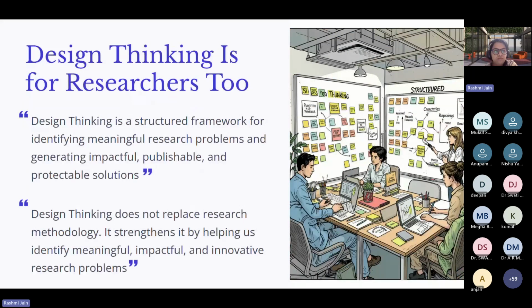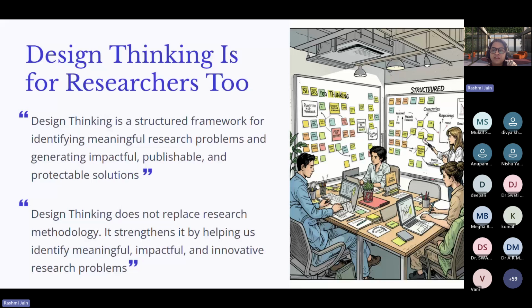So design thinking is for researchers too, because it's a structured framework which helps you identify meaningful research problems, which eventually will generate an impact in the society, and has to be publishable and protectable. So it does not replace your research methodology. It strengthens it by helping us identify meaningful, impactful, and innovative research problems.